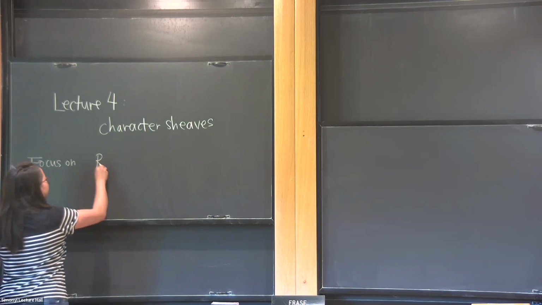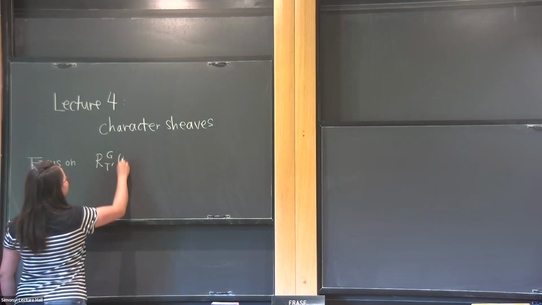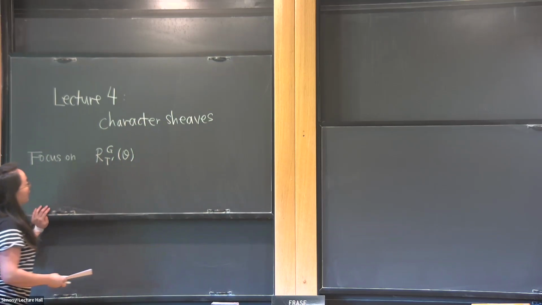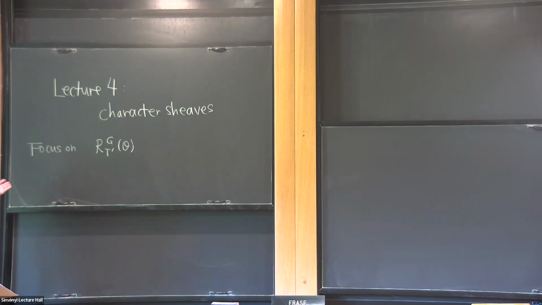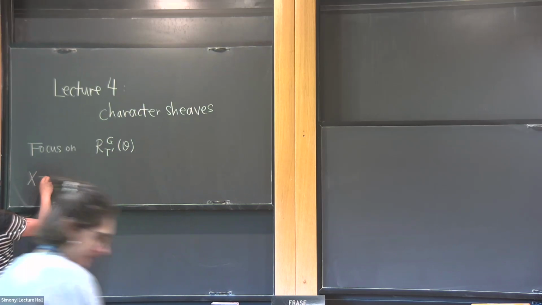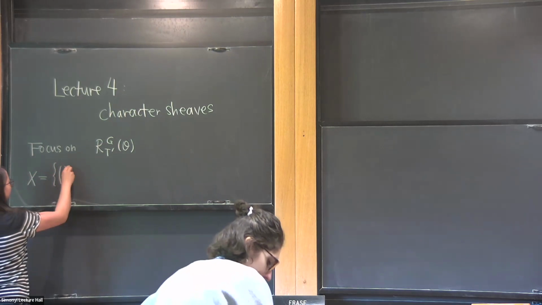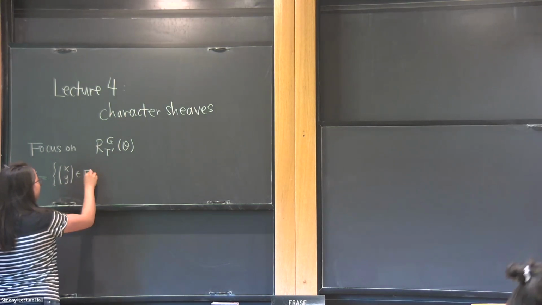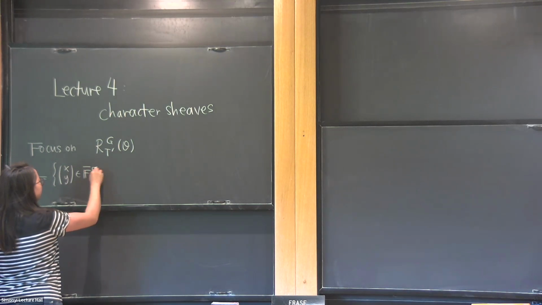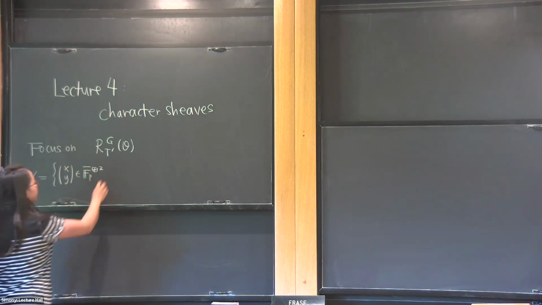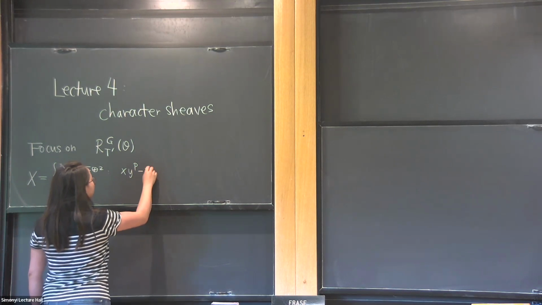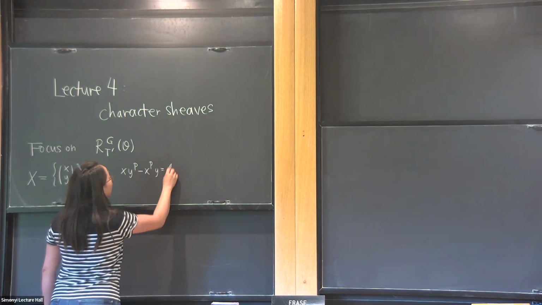So today what I want to do is to actually focus on this RT prime G that we've been talking about. And so to do this, let me first remind you what the Drinfeld curve looks like. The Drinfeld curve is defined to be all pairs x, y inside F_p bar, two copies of this, where x y to the p minus x to the p y is equal to 1.